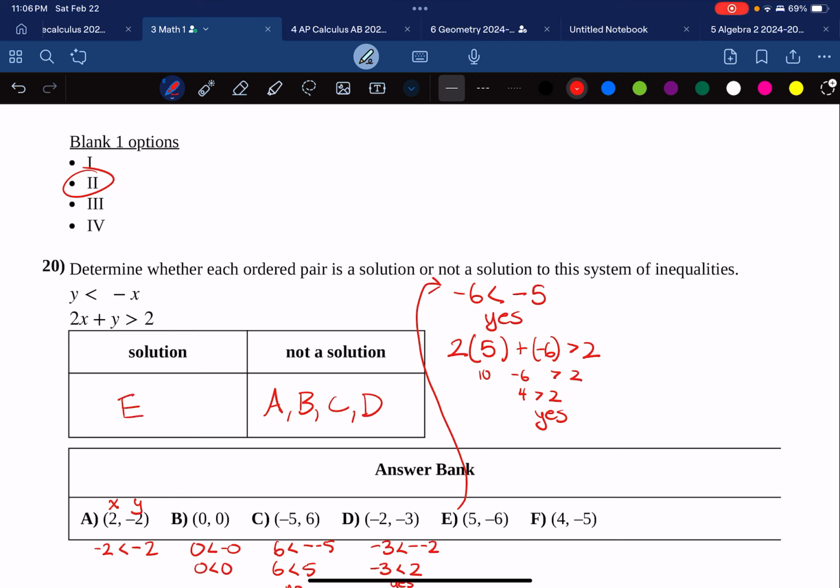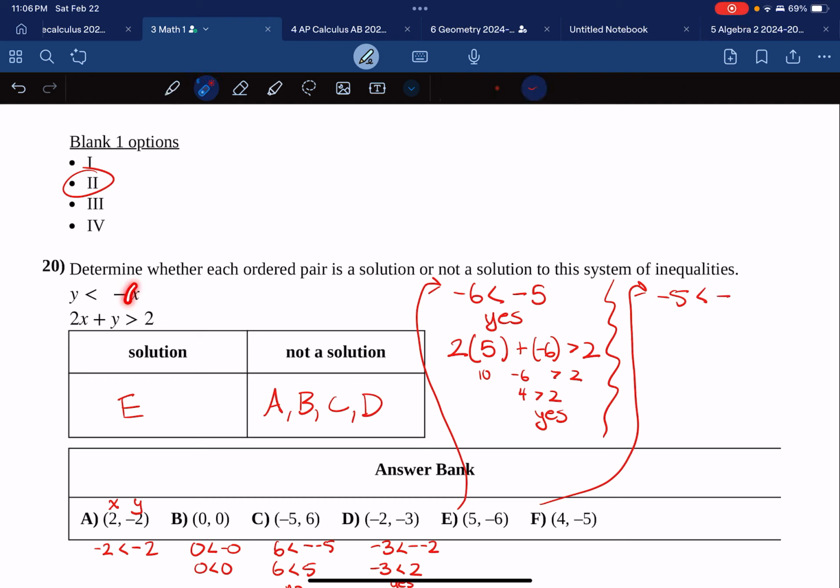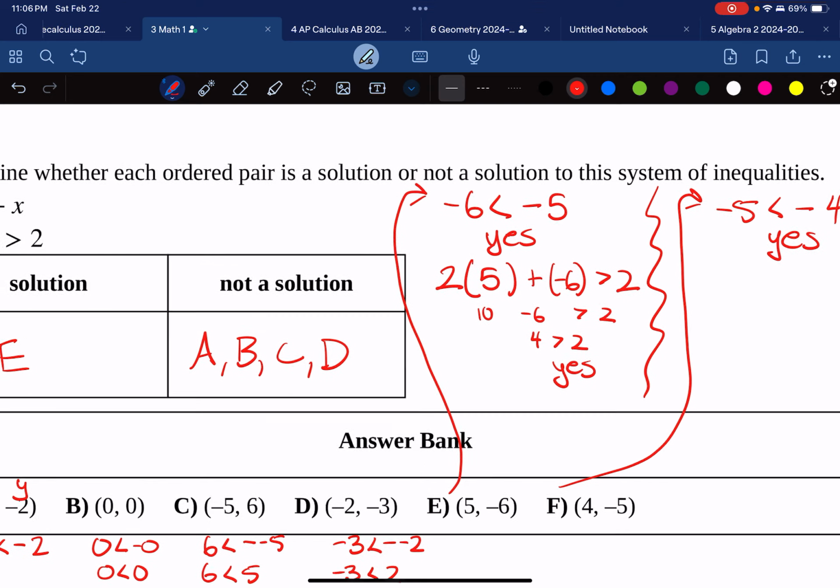Okay, let's test F. So I'm going to do a little wavy line. Let's do F up here. So again, testing with these inequalities, it goes y, the second coordinate is -5, is less than negative, and then you plug in your x, which is going to be 4, so I write 4 here. Is -5 less than -4? Well, yes, -5 is more to the left than -4 on a number line, so it passed trial 1 of 2. Ooh, do we have our second answer coming in here? I don't know, we're about to find out.